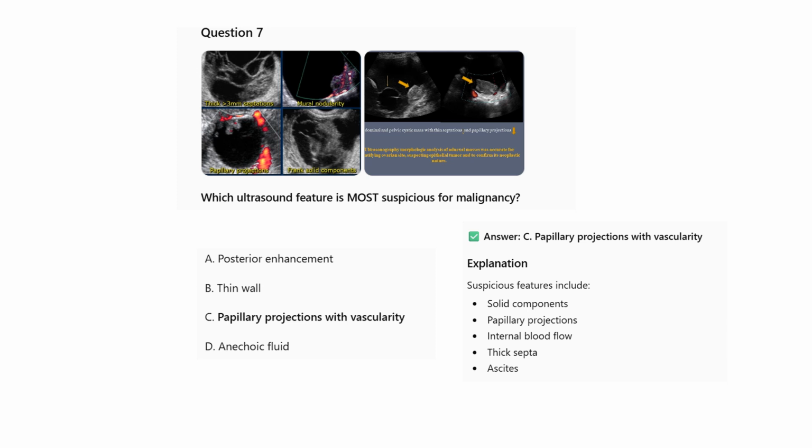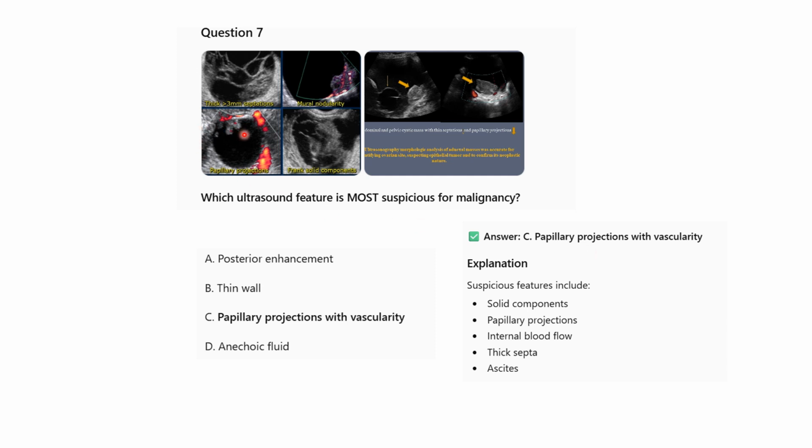Question number 7. There we have a cyst again with papillary excrescences inside. Then there is also internal vascularity that you are seeing there in the papillary projections. Which ultrasound feature is most suspicious for malignancy? A, posterior enhancement, B, thin walls, C, papillary projections with vascularity, D, anechoic fluid. So the best choice for this question is C, papillary projections with vascularity.